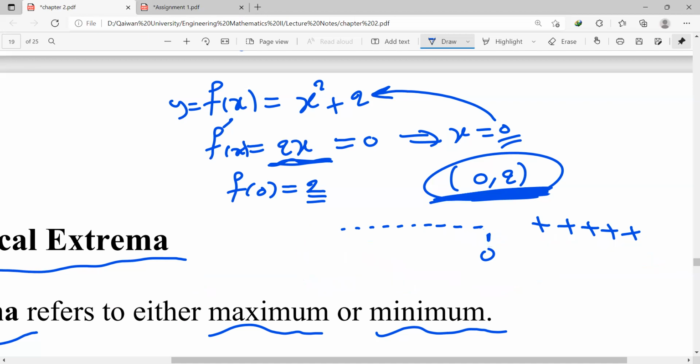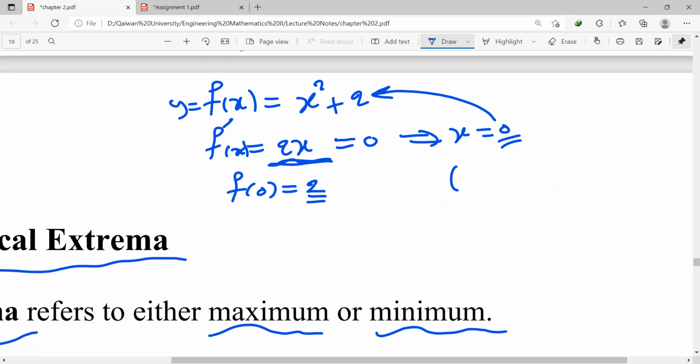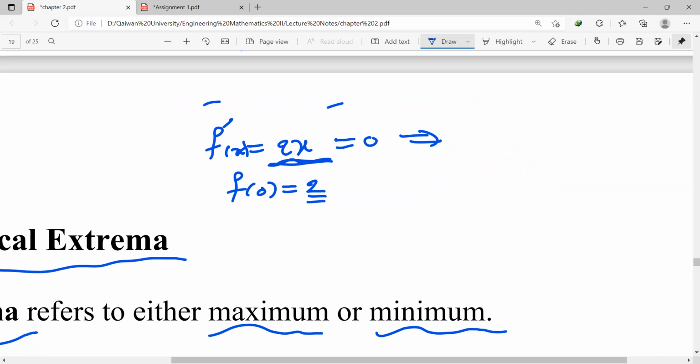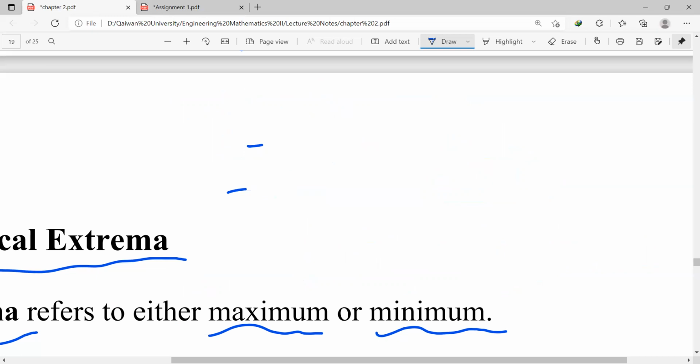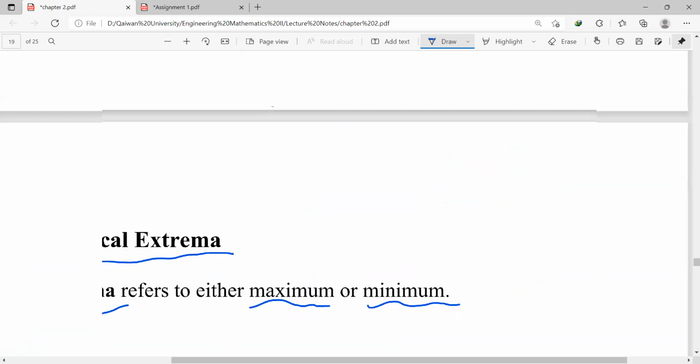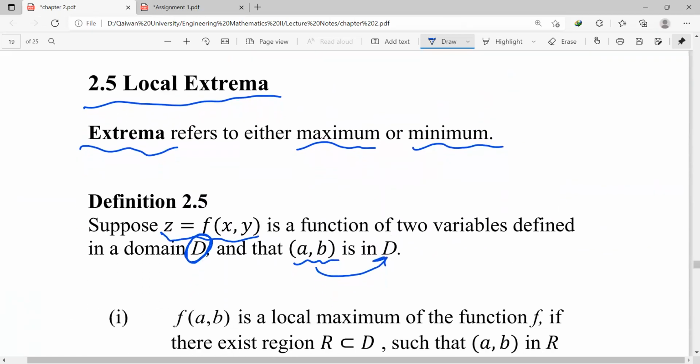So that's for functions of one variable. What we do is find the derivative of the function, set it equal to 0 to find the critical point, and then determine whether the critical point is a maximum or minimum. It's either maximum or minimum, it's not both at the same time.